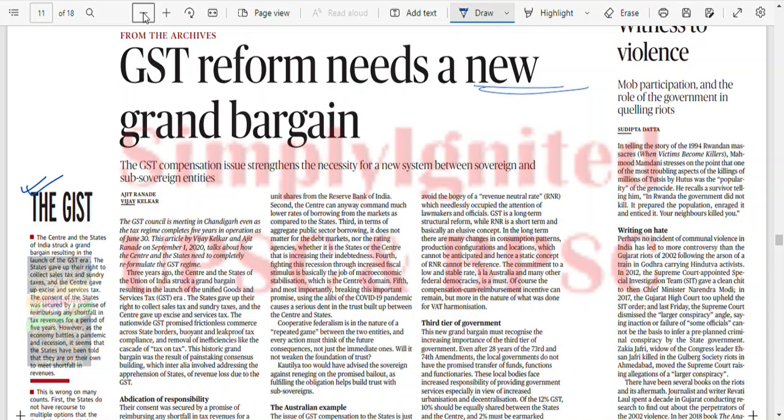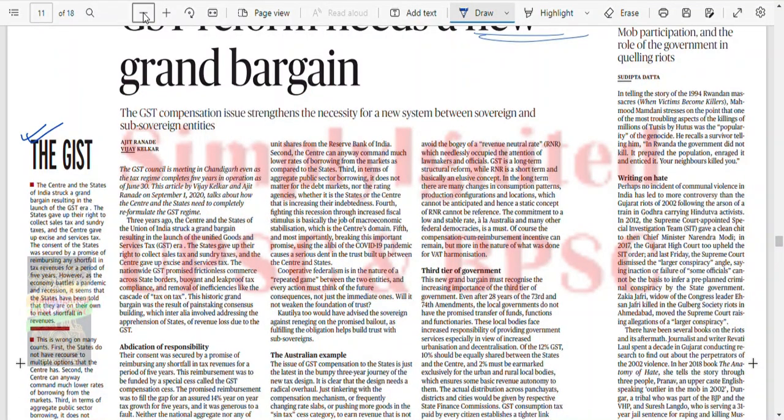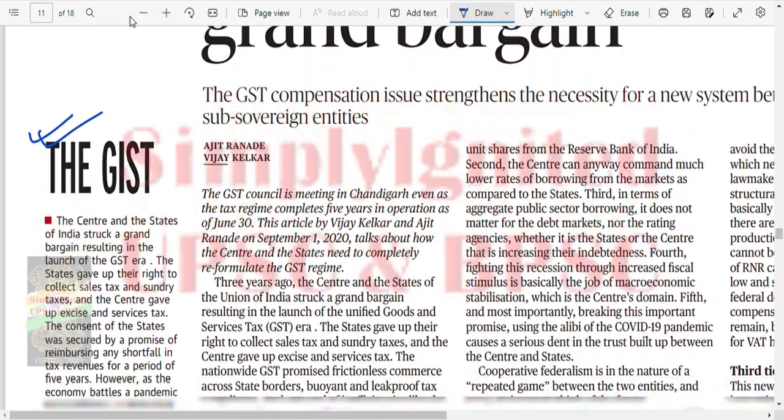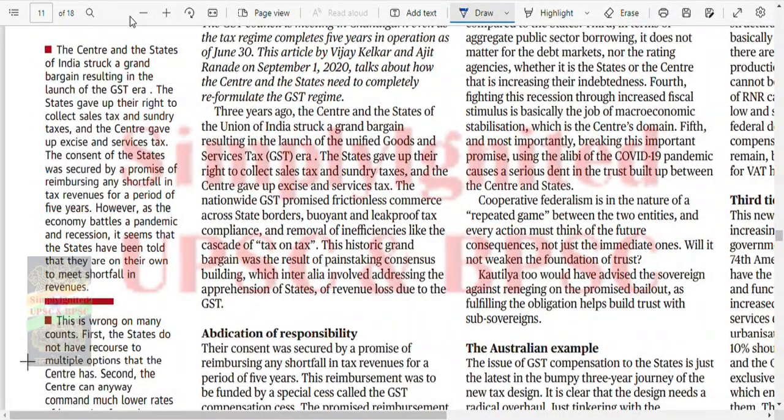The GST compensation issue strengthens the necessity for a new system between sovereign and sub-sovereign entities. Okay, the center and the state of India struck a grand bargain, resulting in the launch of the GST era. The states have given up their right to levy sales tax and sundry taxes. Central gave up the excise and service tax. The consent of the states was secured by a promise of reimbursing any shortfall for a period of 5 years.